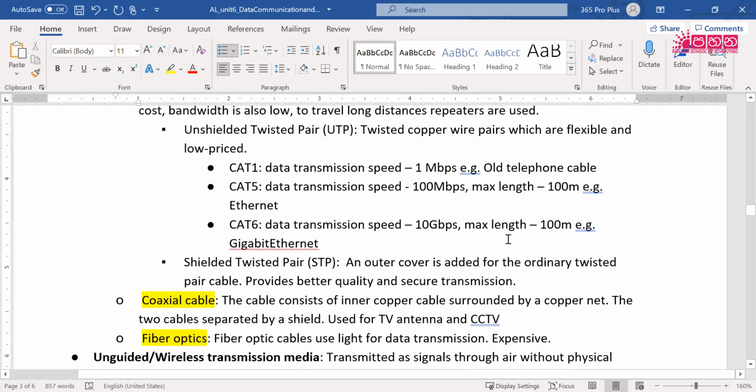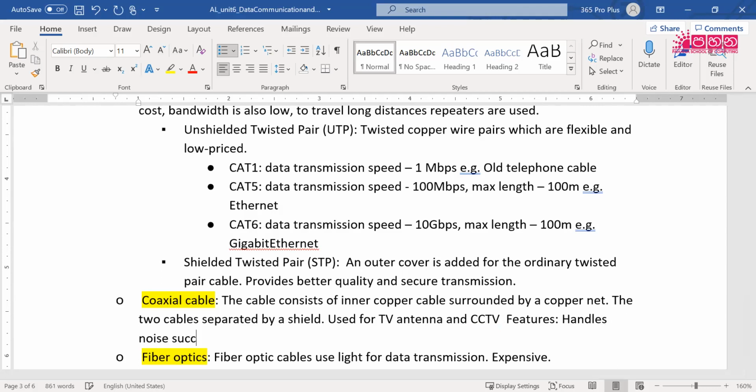Now, features for coaxial. If you look at what the features are: handles noise successfully, noise is medium, then transmits data over longer distances at higher speed.